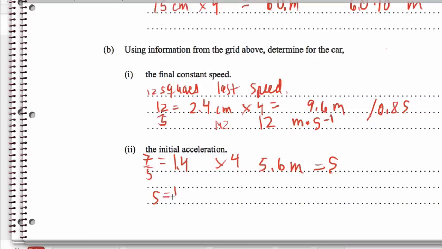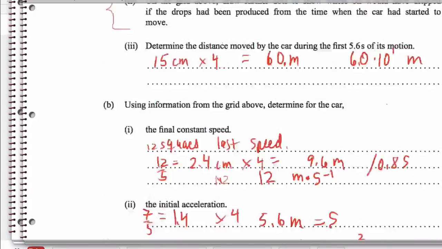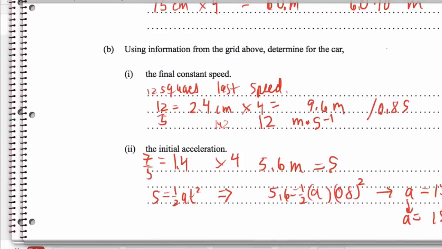I'm going to use the formula S is 1/2 AT squared, and I'm going to use that to get the acceleration. So I have 5.6 equals 1/2 times A times t squared, which is 0.8 squared. And then when I simplify and solve for A, I'll get 17.5, but I need to get 2 sig figs for this. So this is going to round A to 18 meters per second squared. So I'll let you actually confirm the algebra on that.